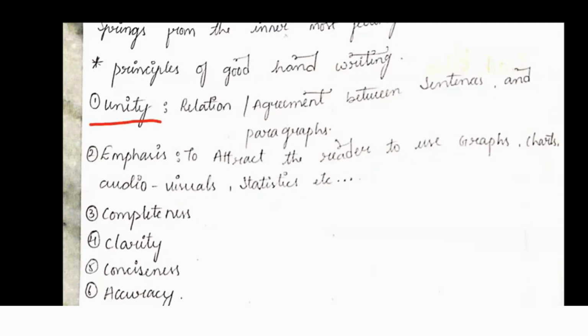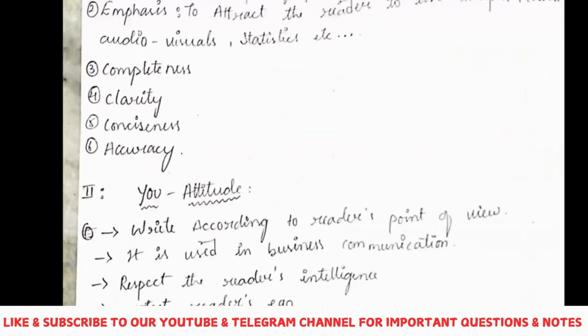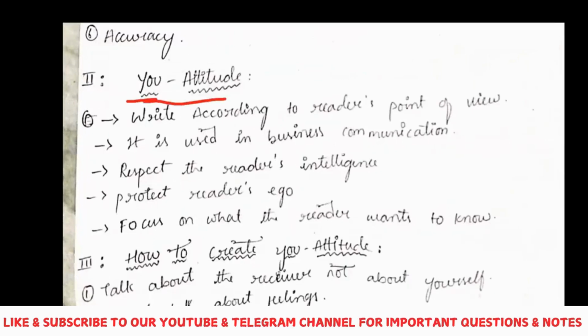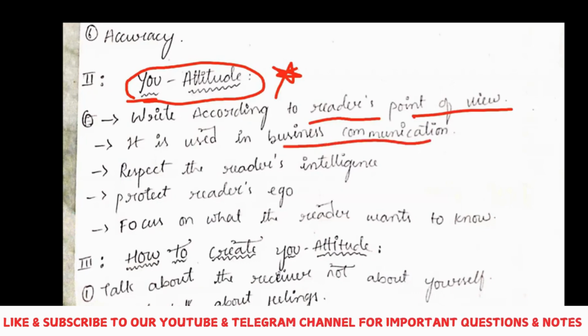Why? Because it is writing according to the reader's point of view. You-attitude completely depends on what you are writing. That writing should be related to whom? To the reader only. What you are writing, what you are mentioning, you have to write from the reader's point of view. And it is used in business communication only. Where can we use you-attitude? It should be used in business communication only.